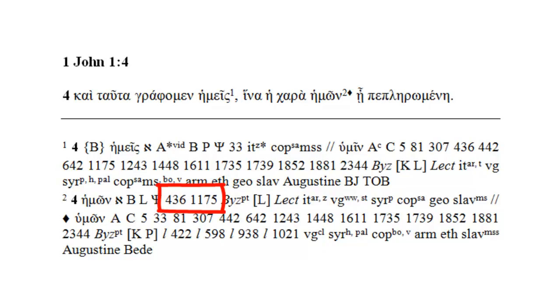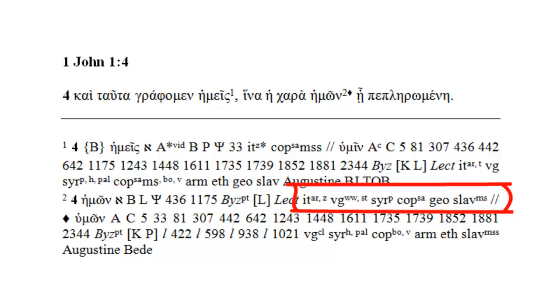Then 436 is our first minuscule, the lowercase, so is 1175. Then we have part of the Byzantine tradition, represented by capital letter manuscript L. Then the lectionary tradition, then some Latin manuscripts, some manuscripts of the Vulgate, some Syriac, some Coptic, some Georgian, and some Slavonic. Now the evidence for humon, we have no papyri manuscripts.